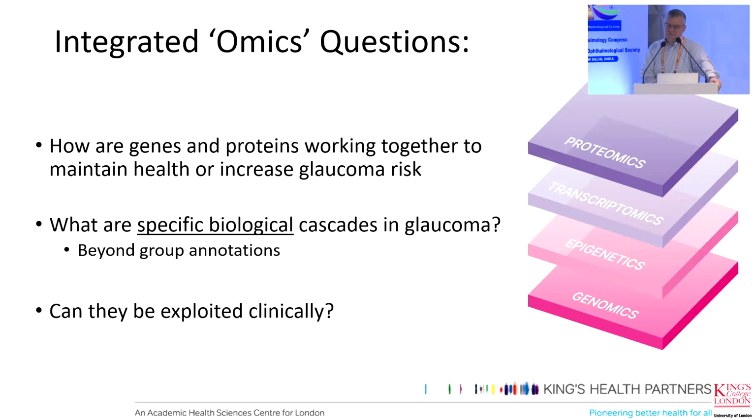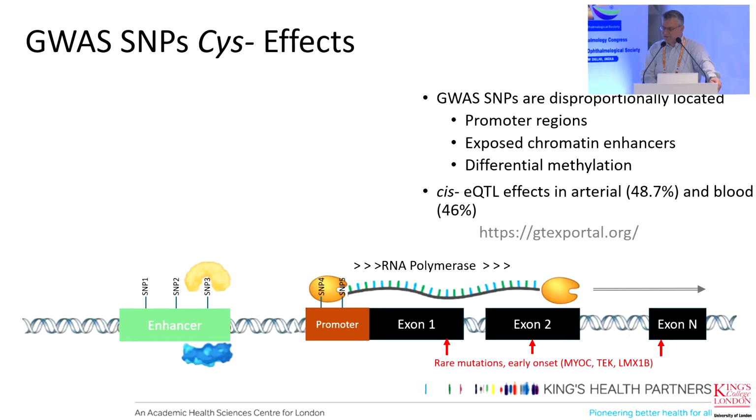And specifically here, I'm going to try to focus on the obvious ones: how are the genes and proteins working together to maintain health or to increase glaucoma risk? And are there any specific biological cascades that contribute to those conditions? And again, the implicit question is whether they can be exploited for new therapies or otherwise in the clinic.